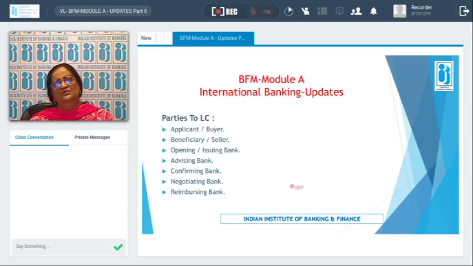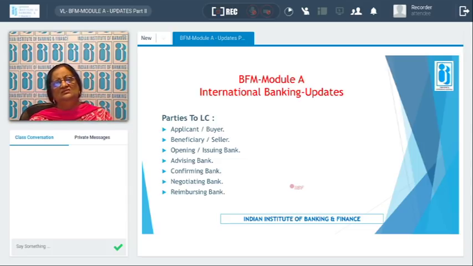Now, what is the role of advising bank? Advising bank receives this LC and they advise the beneficiary that the LC has been received and is in his favor. They hand over the LC to the beneficiary. This seems to be a very simple job, just telling the beneficiary that LC has been opened in his favor, which has come to the advising bank.